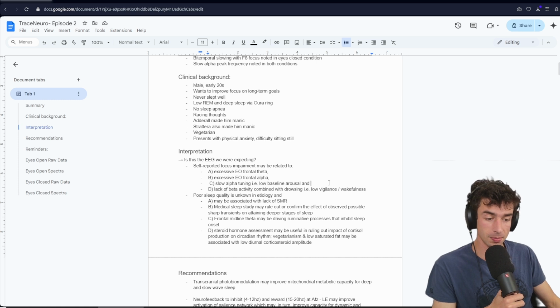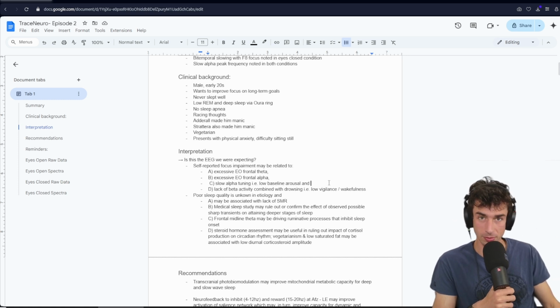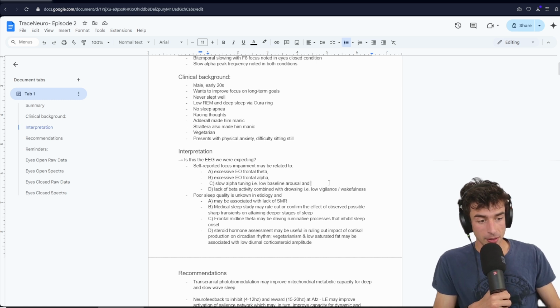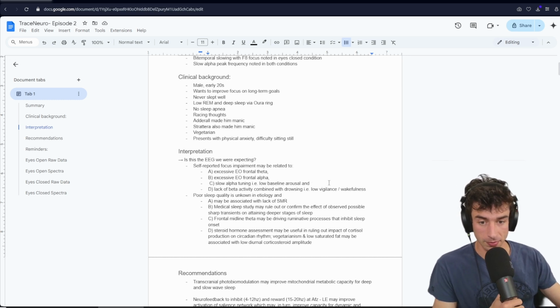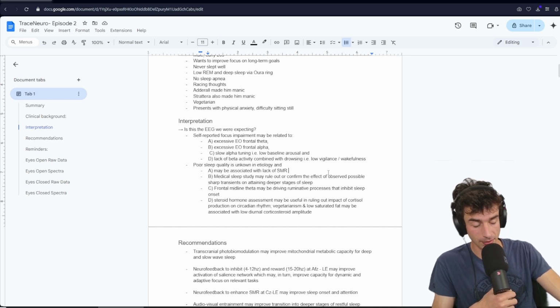And it can be hard for us to tease that apart from focus and attention, right? These things are very much overlapping Venn diagrams with each other. And then there's the question of poor sleep quality, right? So we didn't note any sensory motor rhythm activity in either of the recordings.